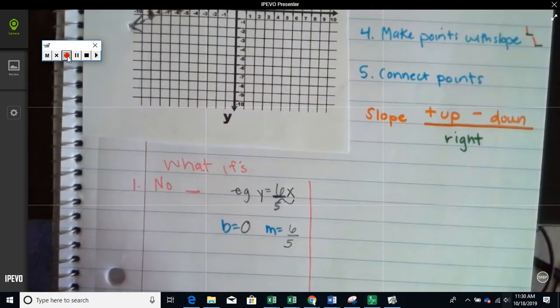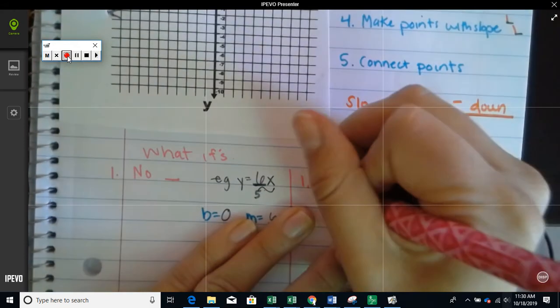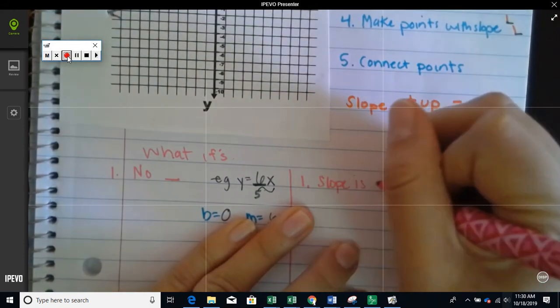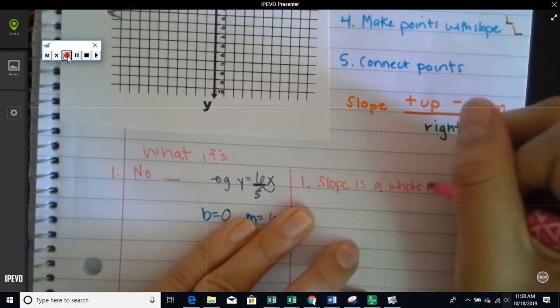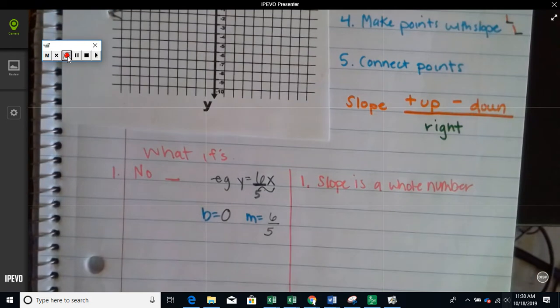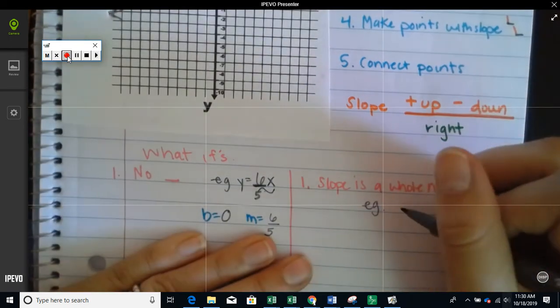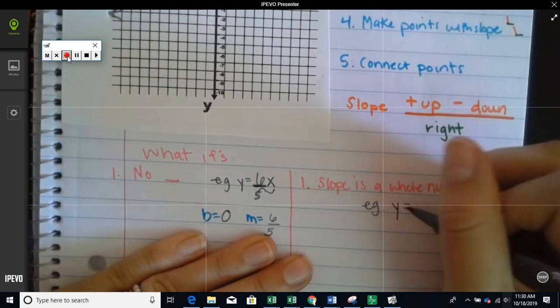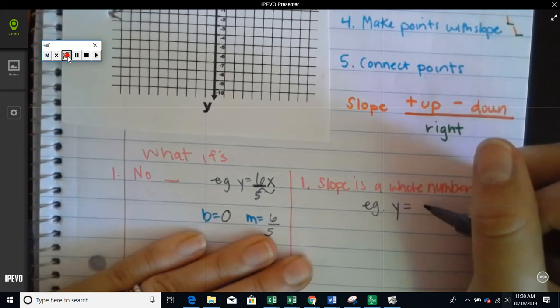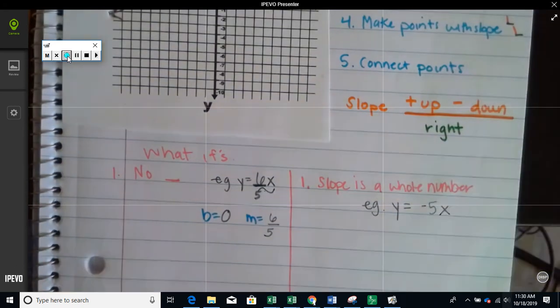So let's do another one. What if the slope is a whole number? This will happen for sure in IXL. So what happens if the slope is a whole number? So for example, it could be something like y equals negative 5x. And we're going to do that one in just a minute.